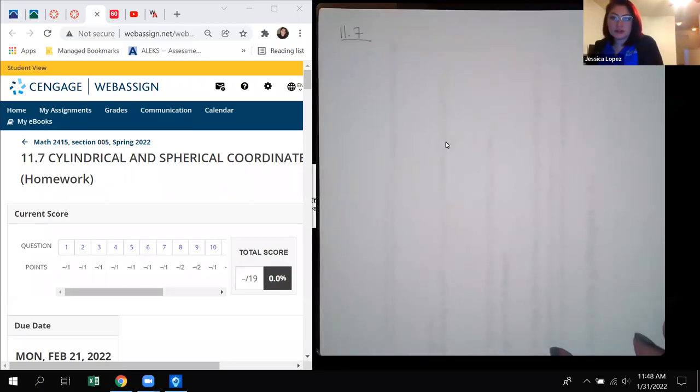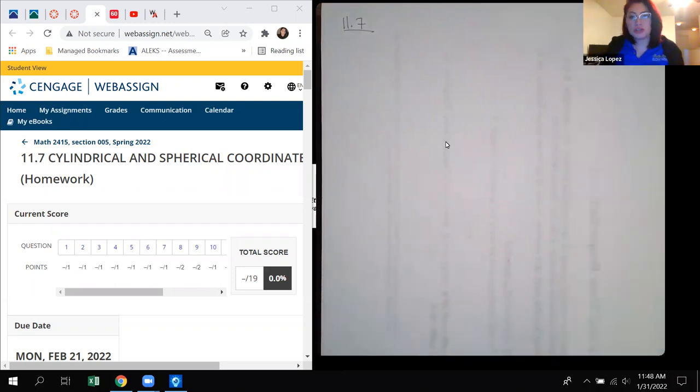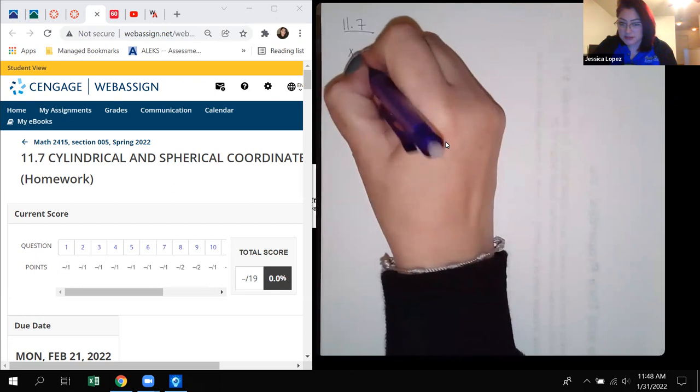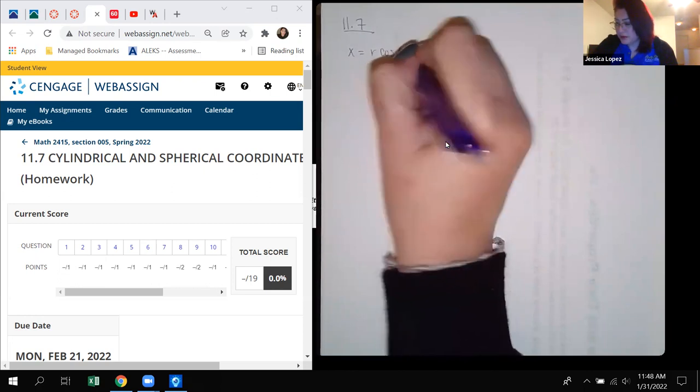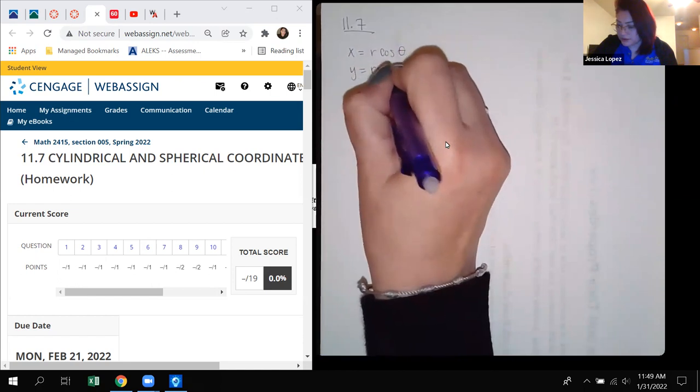Okay, in this section, we're going to talk about 11.7, which is the introduction of cylindrical and spherical coordinates. Cylindrical coordinates are very similar to polar coordinates. If you remember back when we were doing polar coordinates, it was just two-dimensional space, right? I think you did that in pre-cal, where we converted our x and y coordinates into radius and angles. You would use this formula for x, r cosine theta, and this formula for y, r sine of theta.